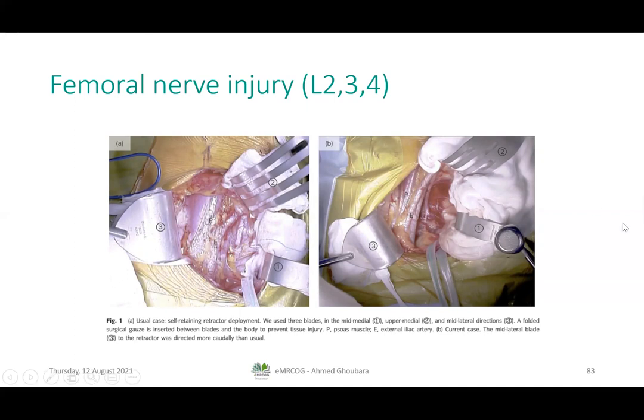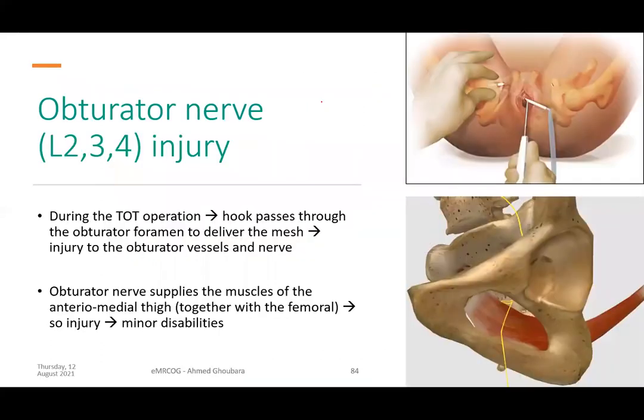Hey guys, are you happy till now? So I think femoral nerve is L2, 3, and 4, L1 is not included. But I told you I'll double check that in a minute.